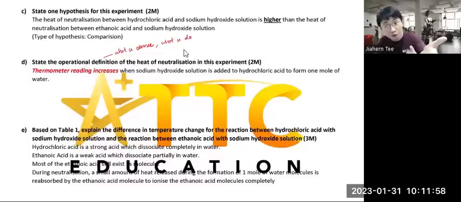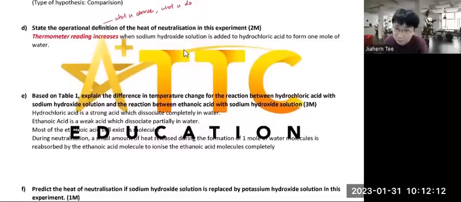How do you define heat of neutralization? You see, after acid and alkali are added, you see the temperature increase. That's your operational definition. Hopefully this gives you a better idea about operational definition. After that, if you change to a different type of acid, you might see a question like this.